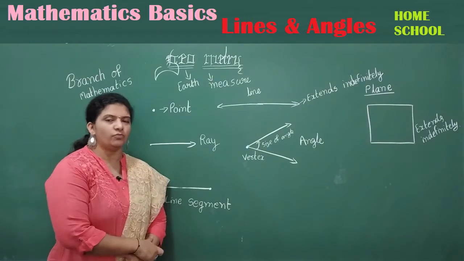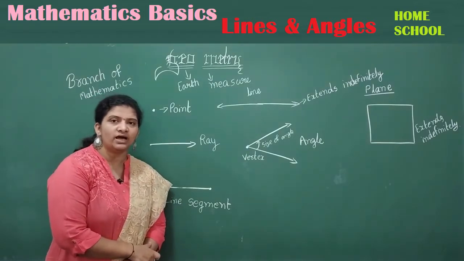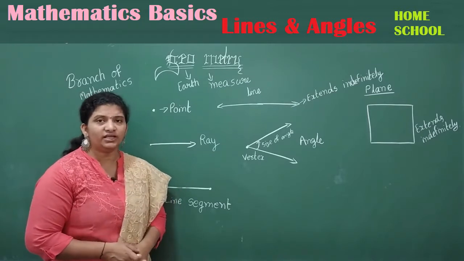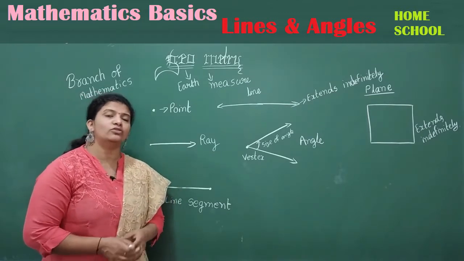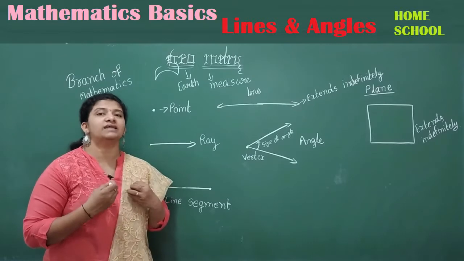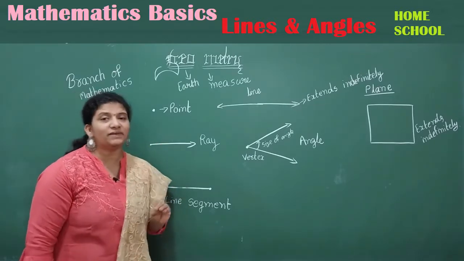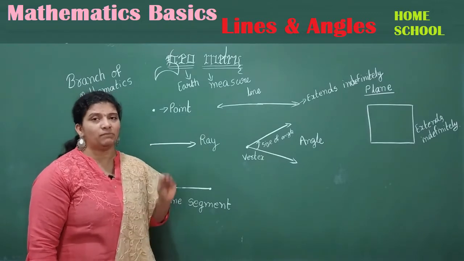Why do we use a point? A point is just to show the position. Whereas a point has no dimension, no length, no breadth, no width, and it doesn't have any weight or anything. So a point is simply used to show a position.